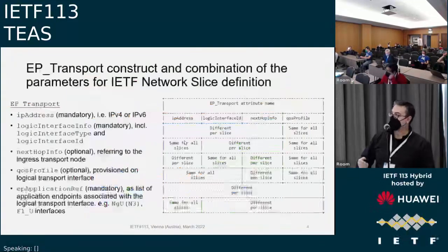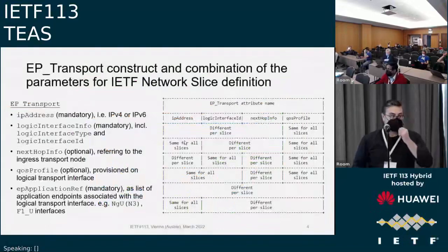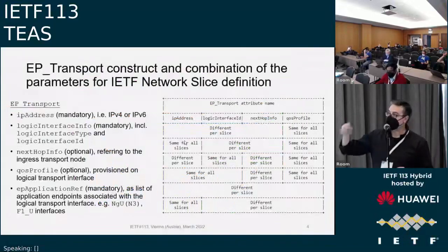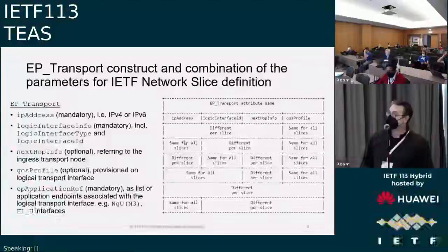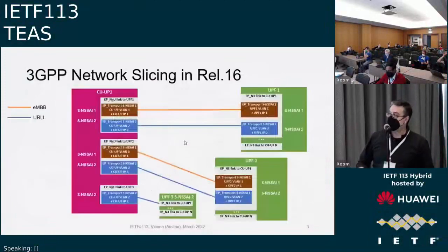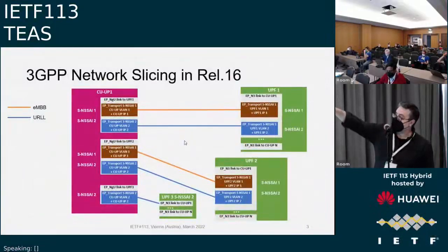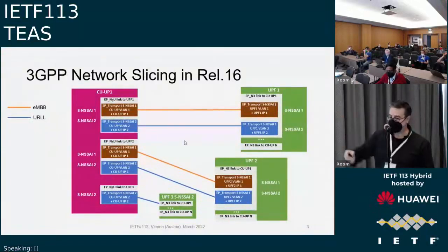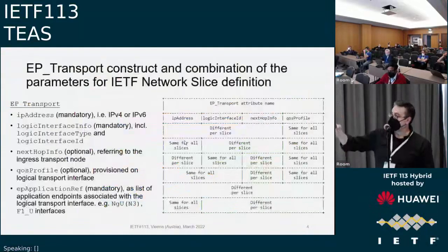So let's look at what EP transport is defining. EP transport is considering a number of parameters. The IP address, which is a mandatory parameter, and is stated as IPv4 or IPv6. Then the logical interface info, which is mandatory as well, and they define a type and interface ID. This would correspond, coming back just 1 second, to the VLAN 2 or VLAN 1 that you can see in the IP transport in the figure. So we have the IP address and we have the VLAN. The VLAN will be the interface type and the interface ID, the number of the VLAN.